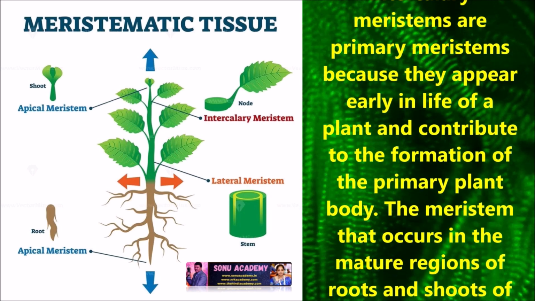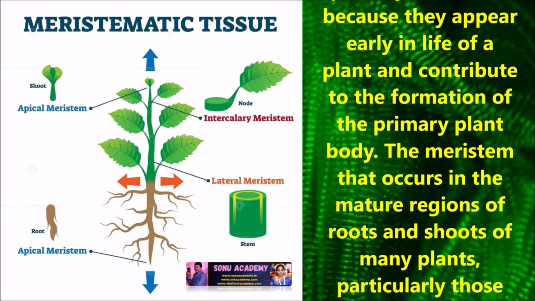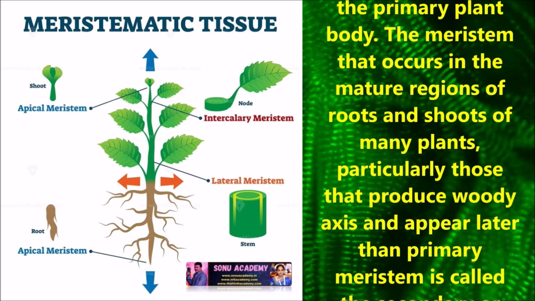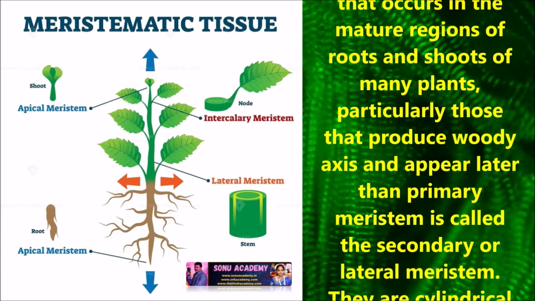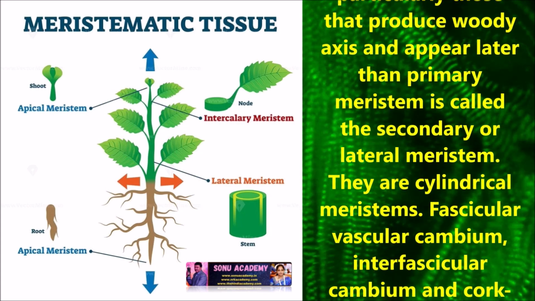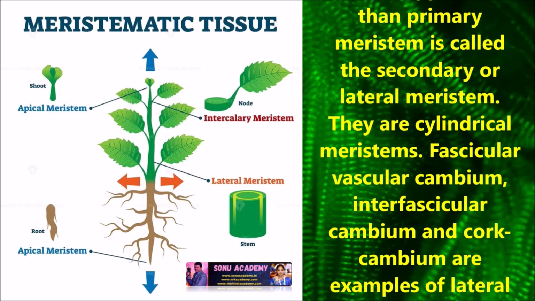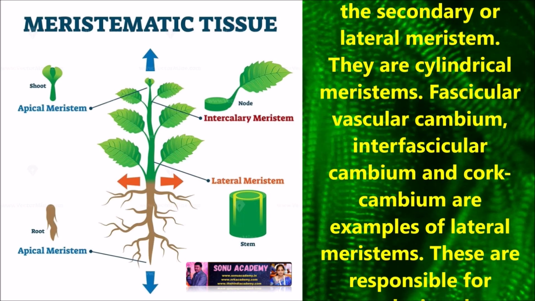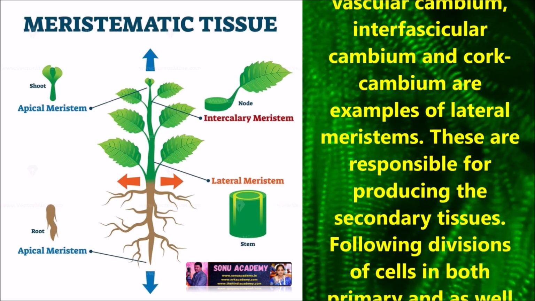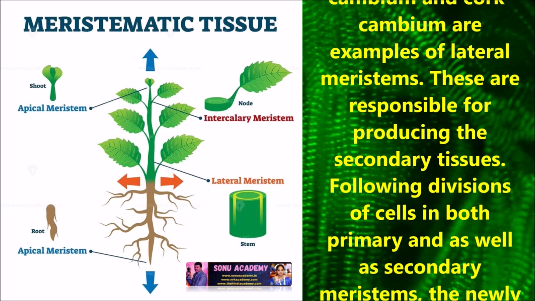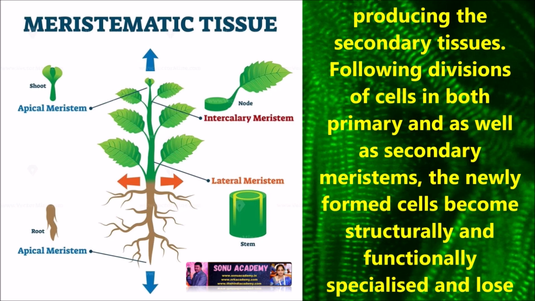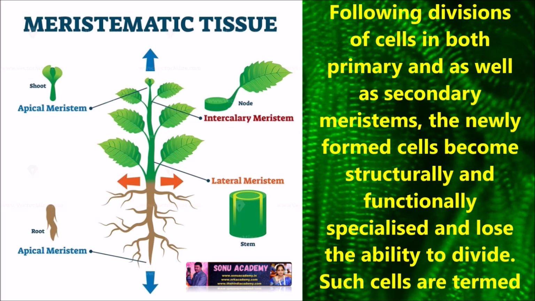The meristem that occurs in the mature regions of roots and shoots of many plants, particularly those that produce woody axis, and appears later than primary meristem, is called the secondary or lateral meristem. Fascicular vascular cambium, interfascicular cambium and cork cambium are the examples of lateral meristem. These are responsible for producing the secondary tissues.